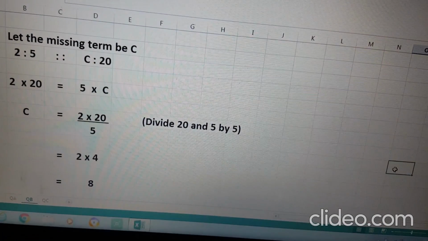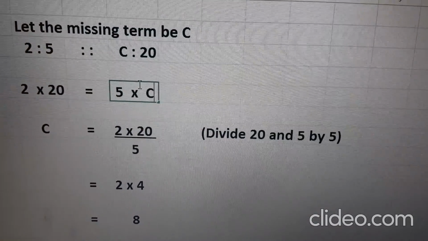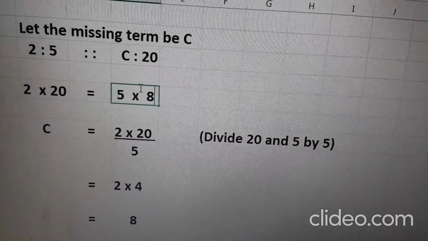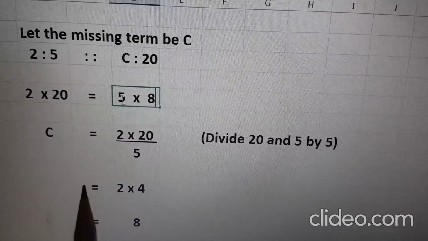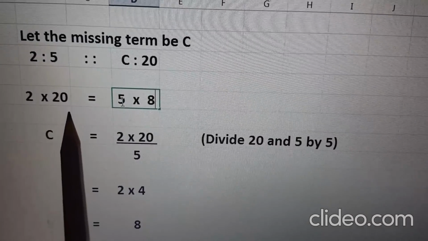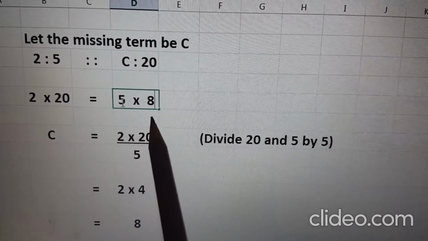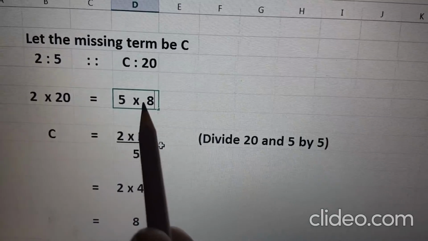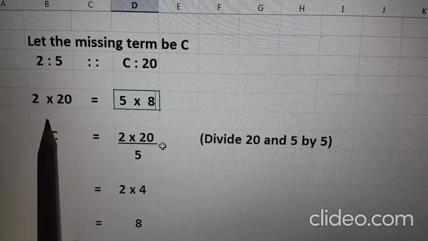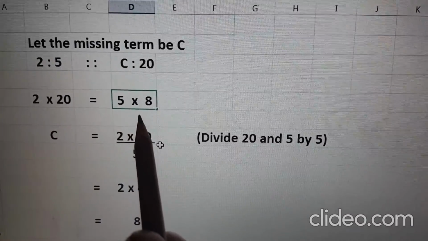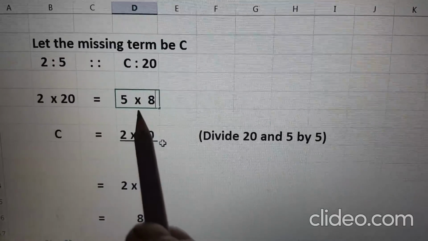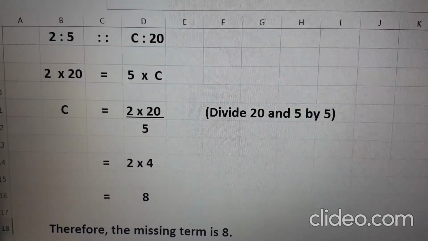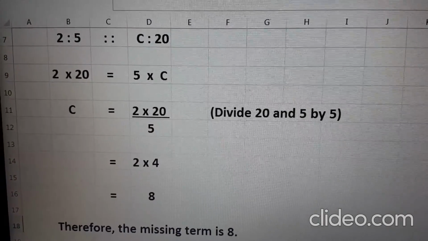Let us check it. Now we have found 8 as the missing term. If we write 8 in place of C, let us check if our equation is complete or not. 2 into 20 equal to 40 and 5 into 8 is 40. Yes. In both the sides we are getting 40 and 40. So our proportion gets completed and the missing term we have found, 8, is correct. Therefore the missing term is 8.